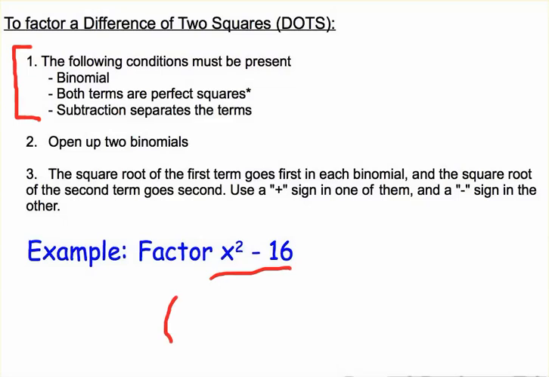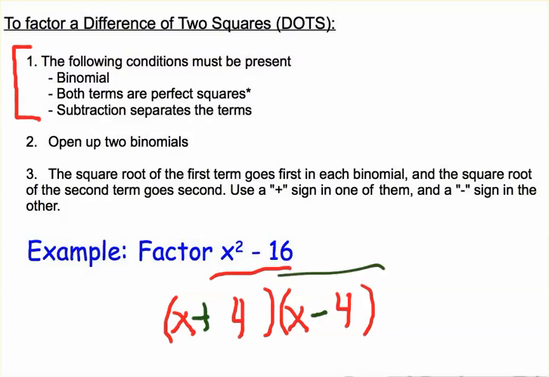Step 2 says to open our two binomials, our double bubble. And then for step 3, it looks lengthy, but it's actually very easy. All we do is first take the square root of the first term, which is x squared, and we write that first. Then we take the square root of the second term, which is 16, and the square root of that is 4, so we put that second in each set, and then you just make one of them an addition and one of them a subtraction, and that's your final answer.